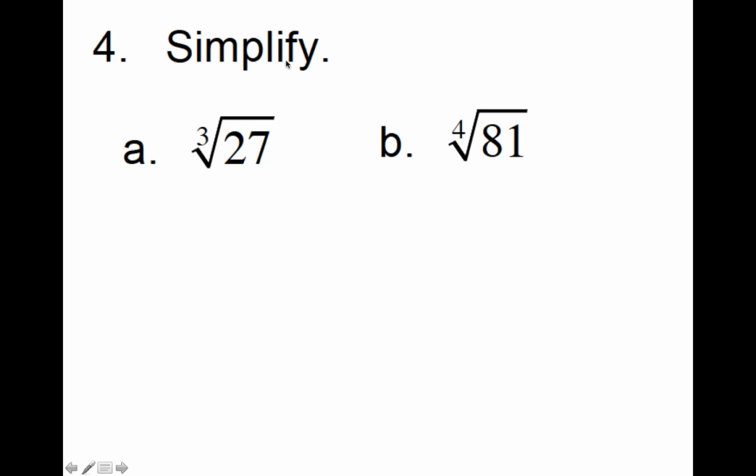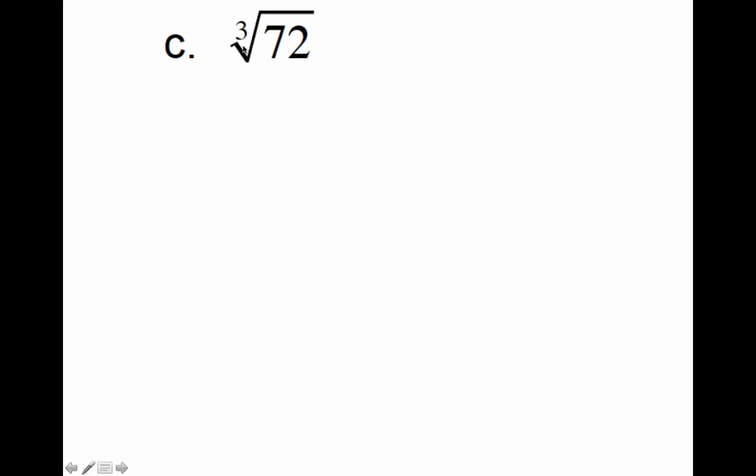So now we're going to simplify. So what number cubed is 27? 3. What number to the 4th power is 81? 3. What number to the 3rd power is 72? Well, if you're looking at the list, there is no number cubed that is 72. So when that happens, you have to factor tree. So what multiplies to 72? That'd be 9 times 8.